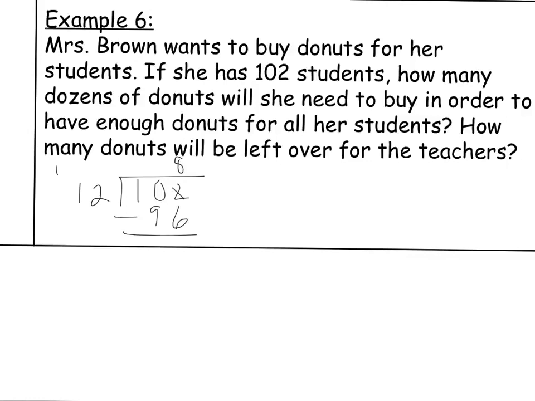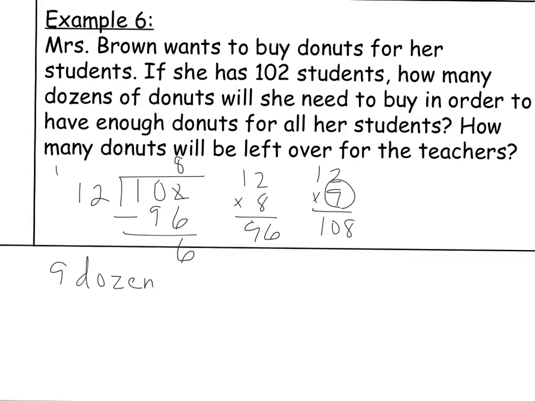You subtract, you notice you got 6 left over, okay? That means she's got 6 donuts left over, but she's going to be buying dozens of donuts. So those 6 left over are going to make another dozen donuts. So if 12 times 8 gives her 96 donuts, that's 8 dozen donuts. 12 times 9 dozen donuts is going to give her 108 donuts. So she's going to need 9 dozen donuts to make sure she has 1 donut per student.